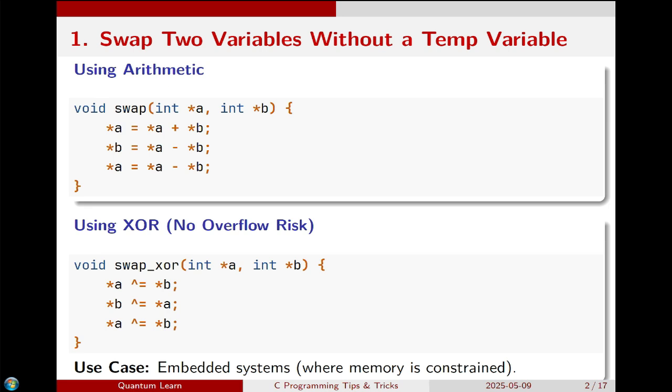This method can be used, but it has a flaw. This might cause an overflow. When you are adding two variables, it might cause overflow if the result is more than 32 bits.